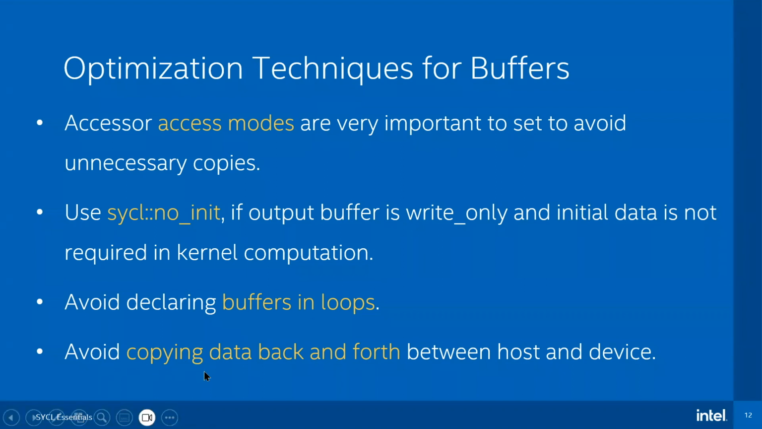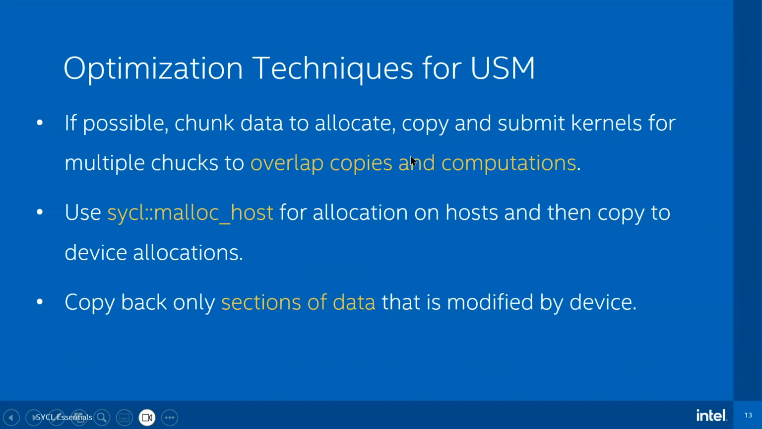We also looked at merging kernels into one, which avoids copying data back and forth. These are the optimization techniques we looked at. For USM, we looked at how to chunk the data so that we can overlap copies and executions of different kernels, which saves a lot of time in your computation. We also looked at why it's important to use malloc_host for allocations on the host and then copy to the device allocations, which gives you better performance. Finally, we looked at copying back only the sections of data that are modified. If you're only modifying half the array in the kernel, avoid copying back the entire array.